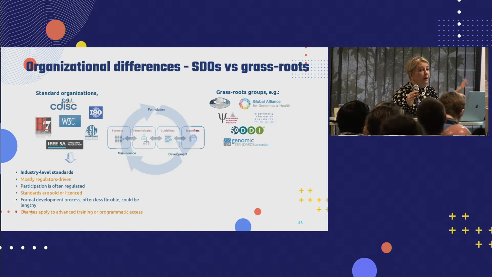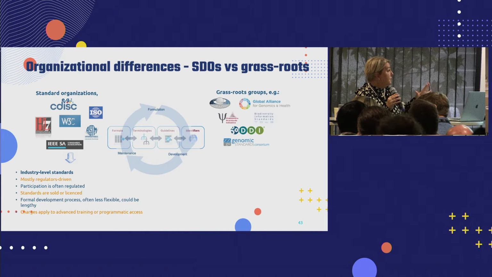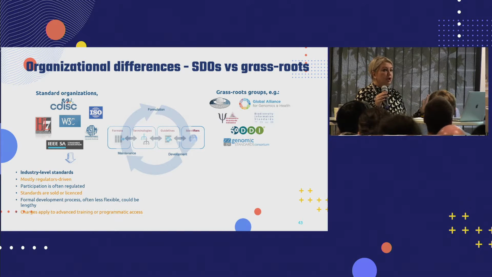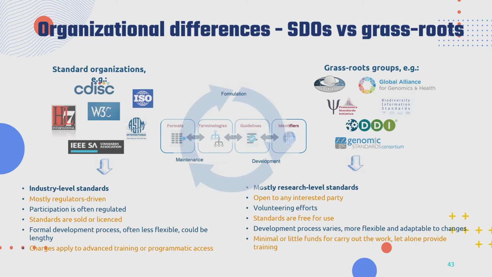And just very briefly, I want to show this difference. The proper standard organizations tend to develop things at industry level. They tend to be more driven by regulators. And the participation is often regulated. You need to be a formal member. You'll sometimes be elected at national level to sit in one of these technical committees. So everything is more formalized, perhaps better documented, because they actually make money, either for a fee they license a standard or you have to pay to get the training.